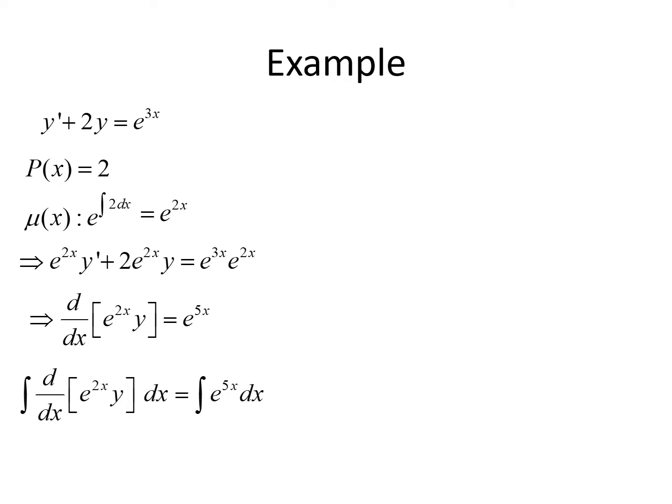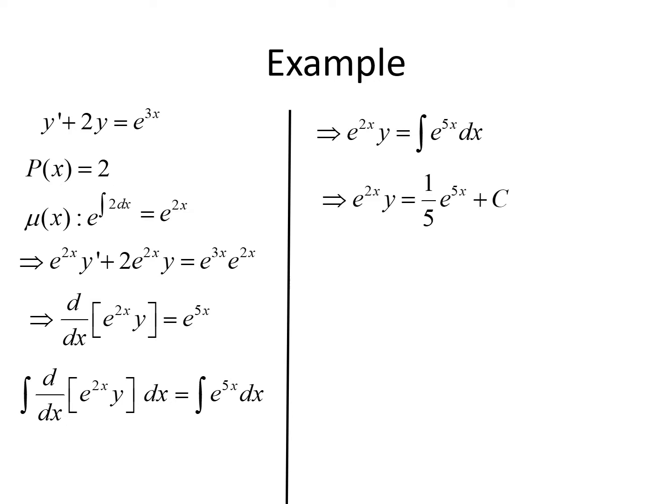So if we integrate both sides of the equation, we get the integral of the derivative of e to the 2x times y with respect to x equals the integral of e to the 5x with respect to x. On the left-hand side, the integral and the derivative will cancel each other out, so we just get e to the 2x y. And on the right-hand side, we'll get 1/5 times e to the 5x, and we'll add our arbitrary constant over there on the right-hand side. So we get e to the 2x y equals 1/5 e to the 5x plus c.